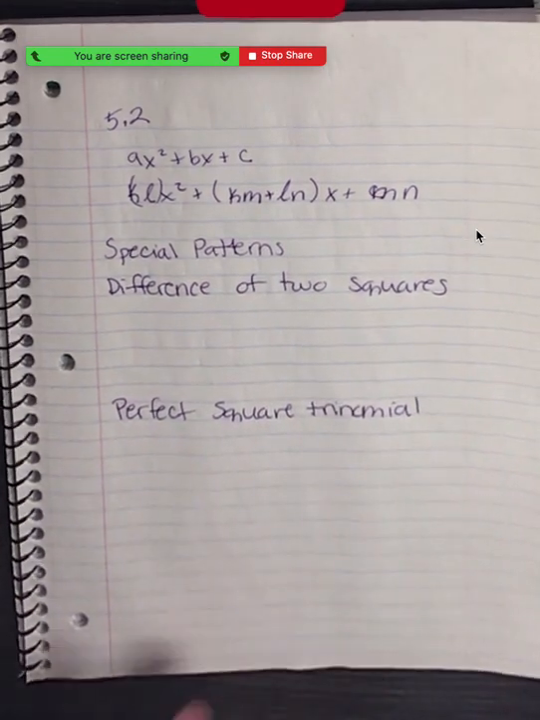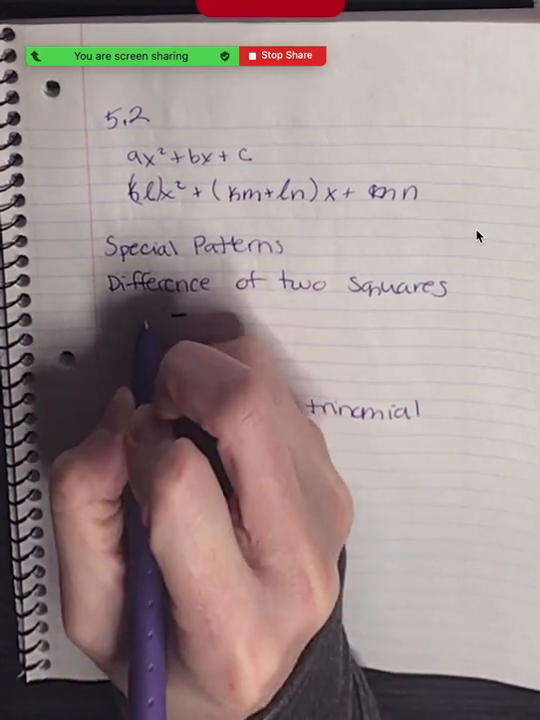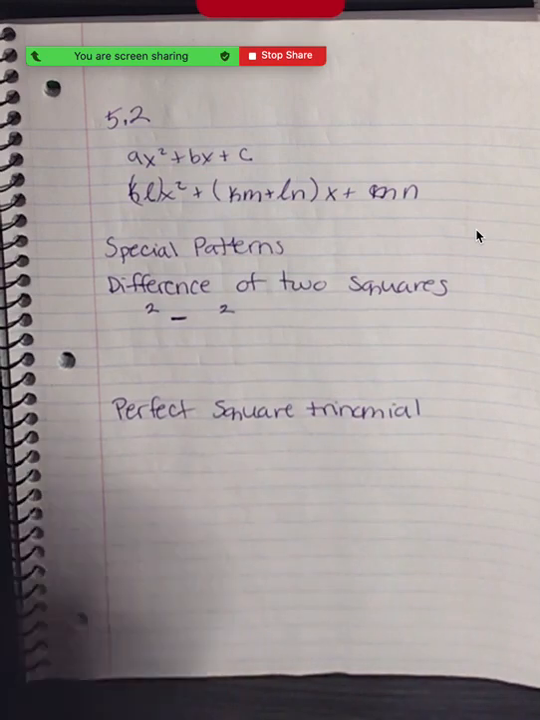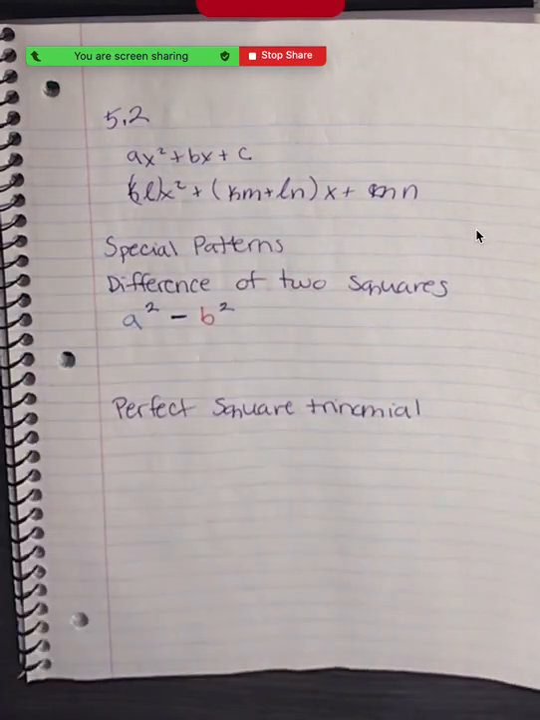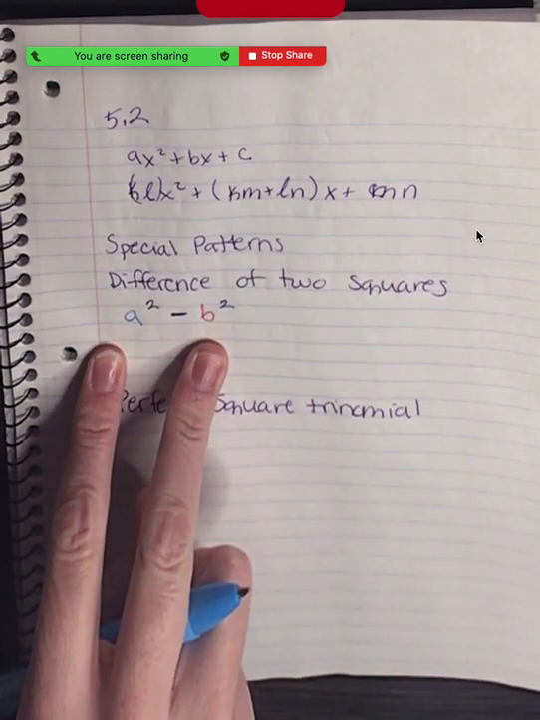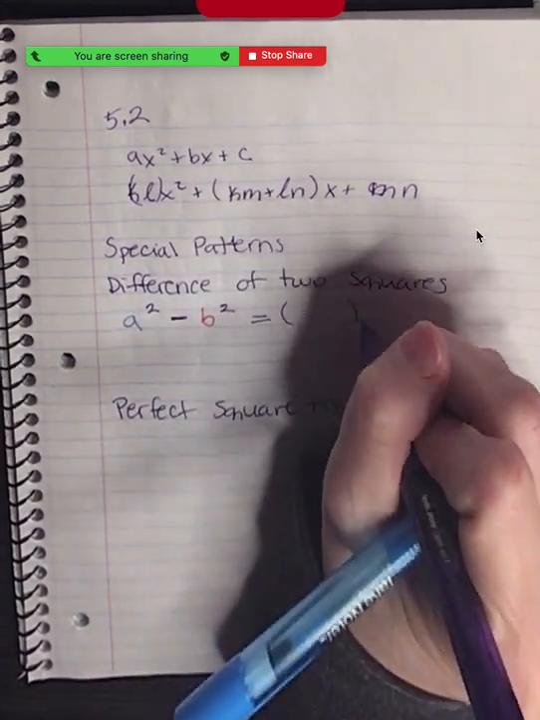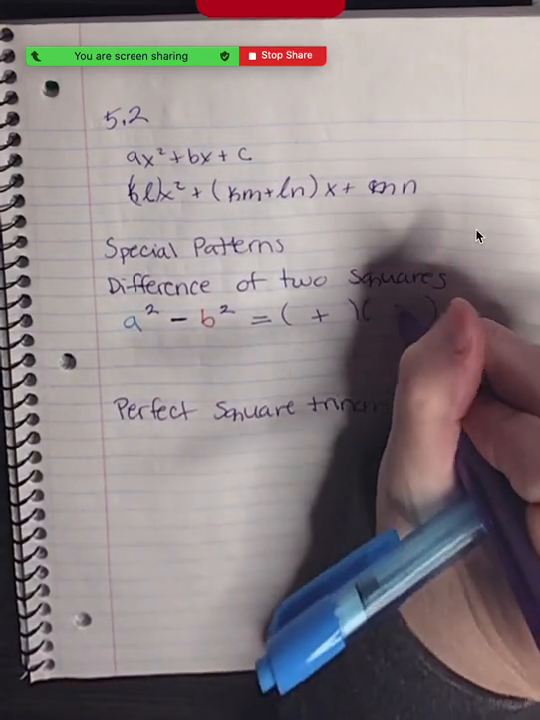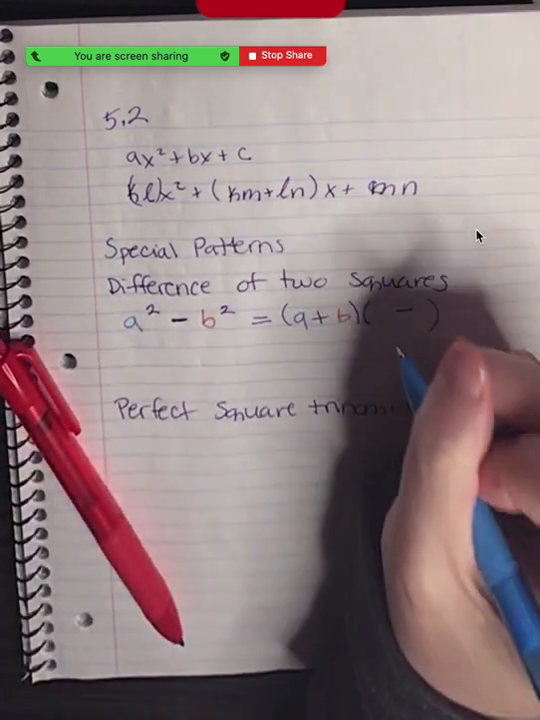Okay, so the difference of two squares is kind of exactly what it sounds like. It's a difference, and the terms are squared. So you're looking at something like a squared minus b squared. Two terms that are both something squared, and it's written as a difference. You can factor that as the first plus the second times the first minus the second. So a plus b times a minus b.